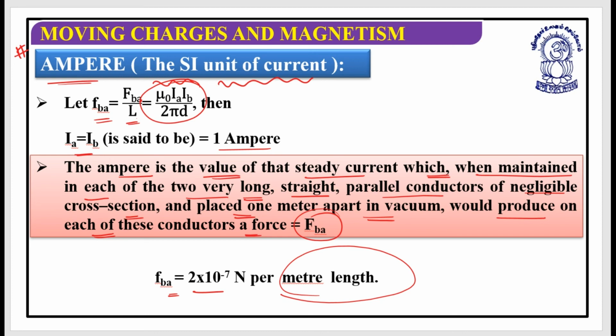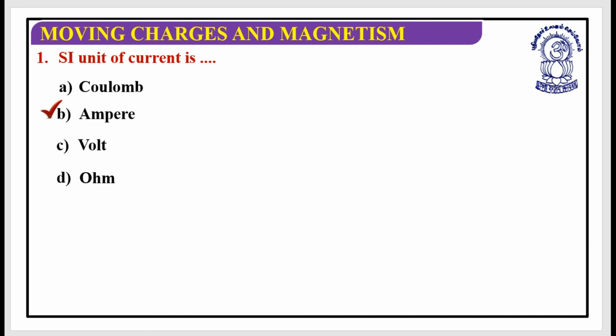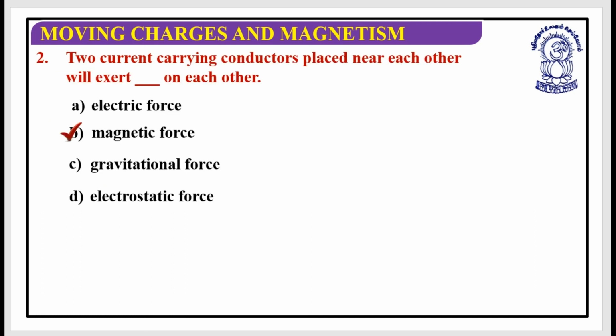Is it clear? Any doubts? No? Great. So we have been asked the SI unit of current. Yes, it's the ampere. Second, two current carrying conductors, when they are placed near each other, will exert an electric force, magnetic force, gravitational force, or electrostatic force. Yes, they are going to apply a magnetic force on each other. I hope this is clear. Is it clear?